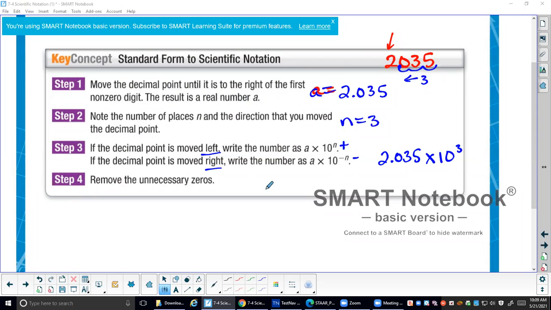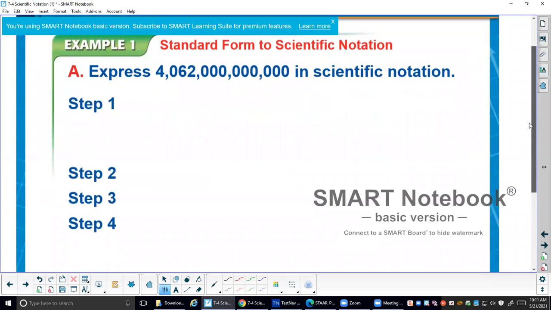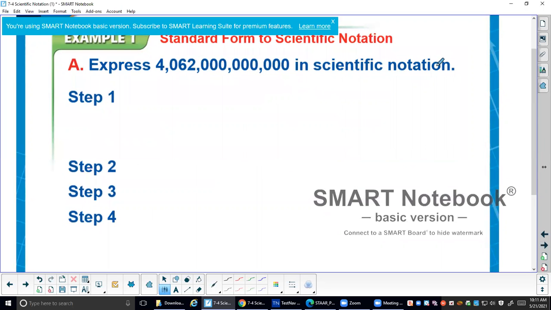Let me know when you're done writing the notes, the steps, 1, 2, 3, and 4. All right, ladies and gentlemen, let's go ahead, go to our first example here. We're going to express this number in scientific notation. So our first step was to identify what A is, right?